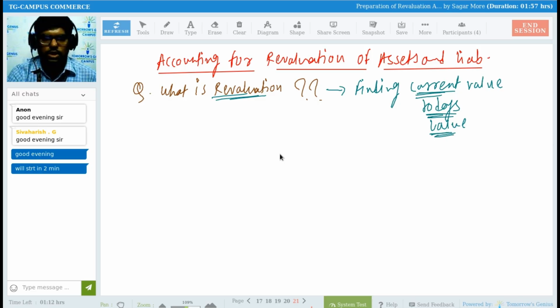If I say the value of that flat was 25 lakh rupees 10 years back, that is in the year 2003, or I can say 2013.